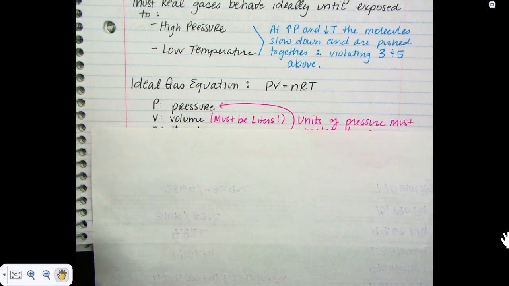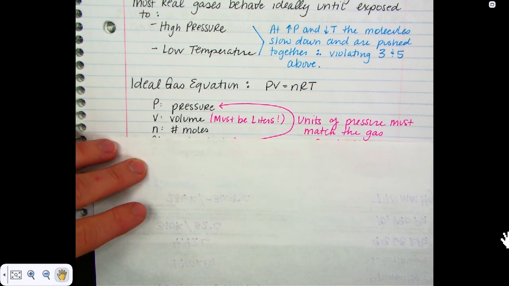Volume. Volume here is going to have to be in liters. Milliliters is not going to be an option for the ideal gas law. The reason it has to be in liters comes down to the gas constant R and the units that R brings with it to the table. So we'll see that here in just a second. But suffice it to say, volume must be in liters, period.